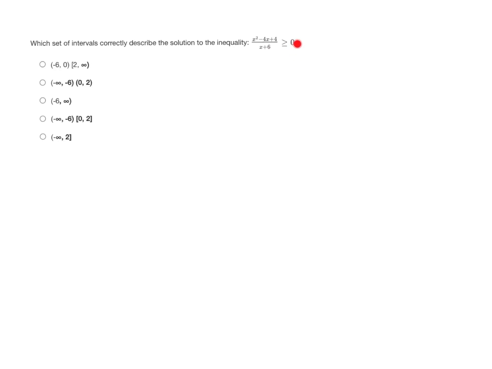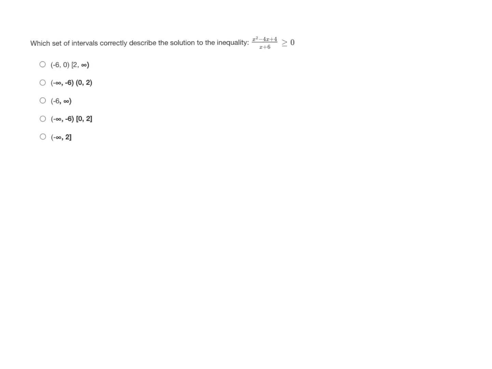If there was like a 5 over here, I would have to move that over, then recombine into one fraction, and then solve. But since I already have one fraction and 0 on the other side, I can do one of two things. I can either make a number line and test some points, or I can do a graph. I'm going to go through the graphing way to explain this because I think it's more helpful since in this chapter you're graphing some of these things as well.